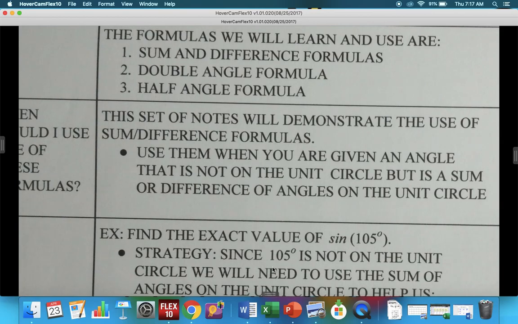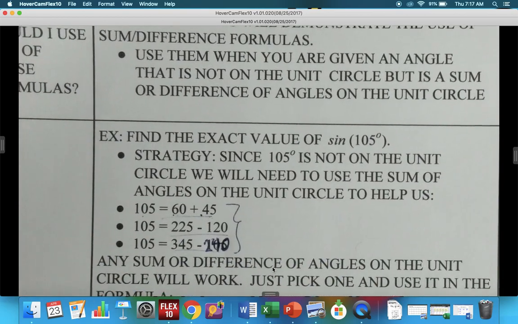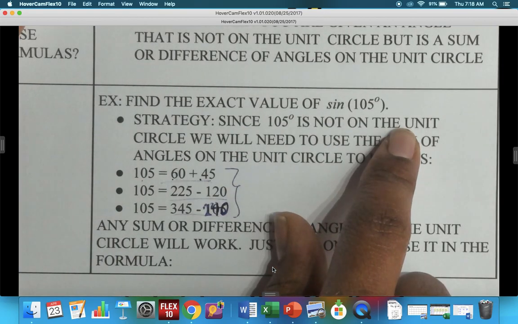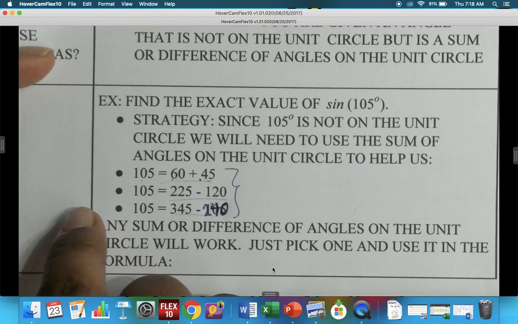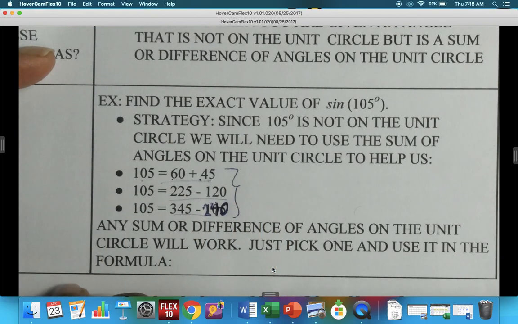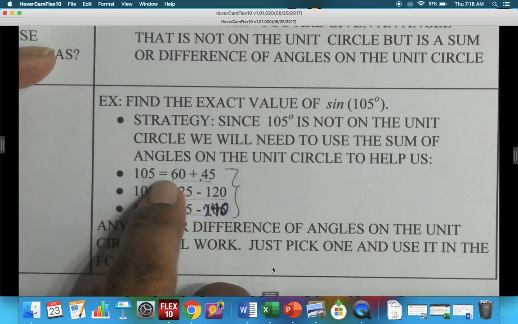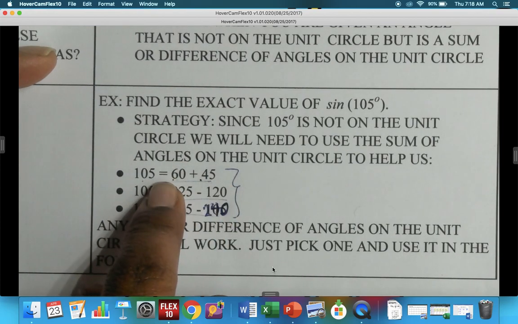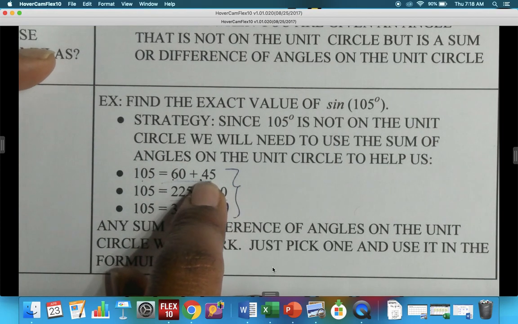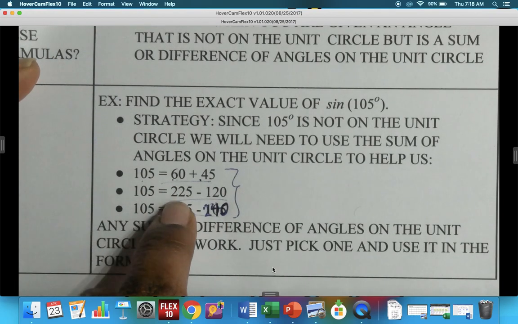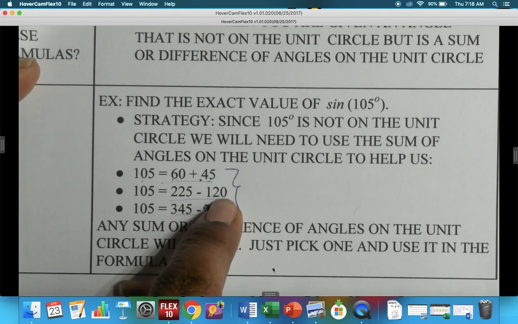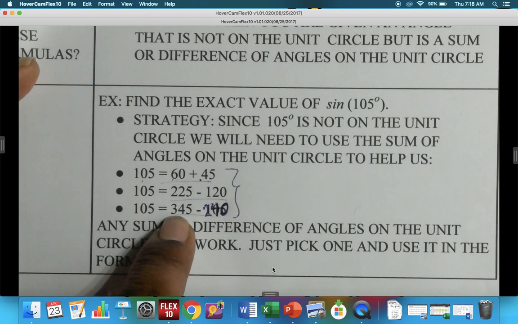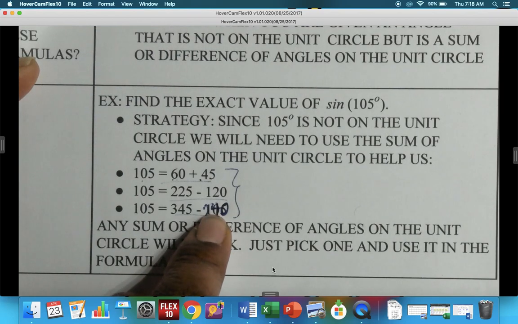Take, for example, sine of 105 degrees. 105 is not on the unit circle. So what's our strategy? Let's see if it's a sum or difference of angles that we know on the unit circle. If I look at 105, it's actually 60 plus 45. We know about 60 and 45. We can find the sine, the cosine, and the tangent of any of those. 105 is also 225 minus 120. Both of these are angles on the unit circle, right? I could also use the fact that it's 345 minus 240.